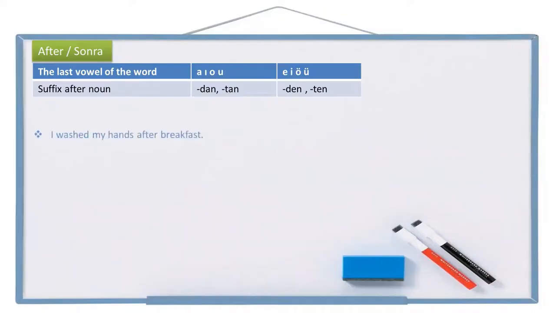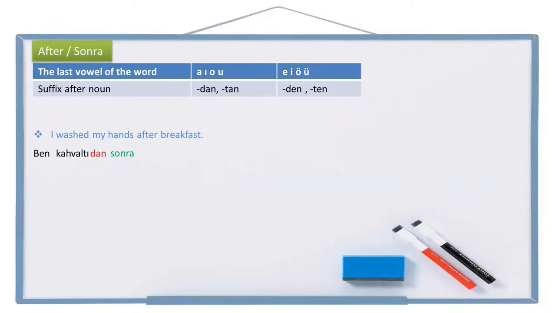Let's write an example. I washed my hands after breakfast. Let's write person pronoun I first, ben. Now, I need to change the places of after and breakfast. So first I'm going to write breakfast, kahvaltı. Now I'm going to write after, sonra. I need to combine them with the suffix, kahvaltıdan sonra, after breakfast.